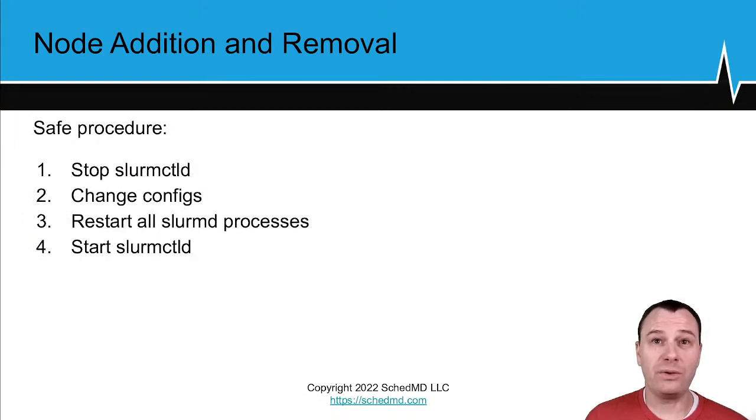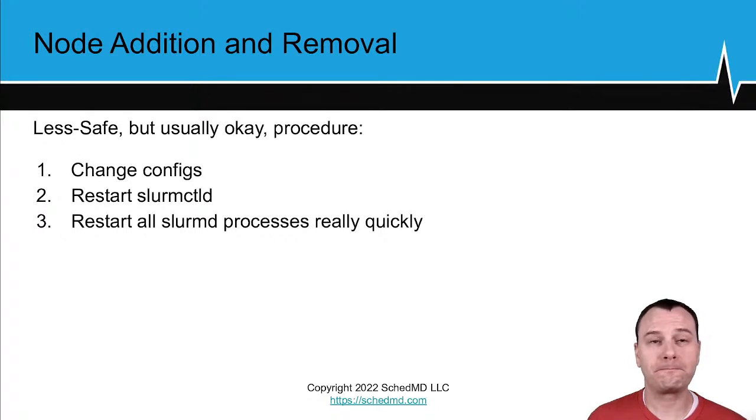For adding or removing nodes, we recommend that you first stop the controller, change the configs, restart all the Slurmd processes, and then start the Slurm controller. Following this procedure will ensure that the entire cluster has the correct layout for proper communication. A less safe method, but usually okay, would be to change configs, restart the controller, and restart all the Slurmd processes really quickly.